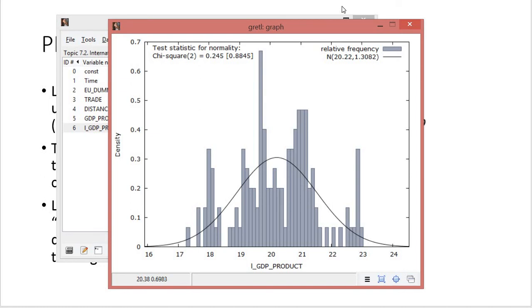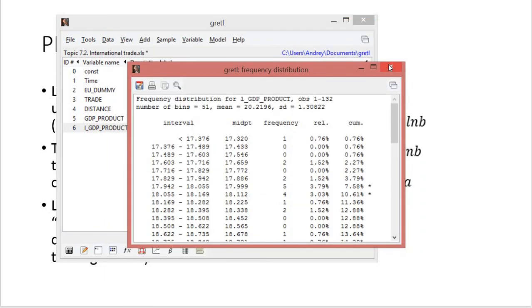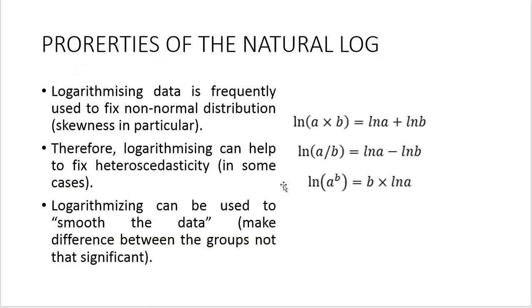And since non-normal distribution is one of the possible reasons behind the heteroscedasticity problem in your regression model, sometimes taking natural logs can help to fix heteroscedasticity, but not always. Okay, so that was it when it comes to the introduction. In the next video, I'm going to cover log-log, lin-log, and log-lin models, and I really hope you enjoyed this one.